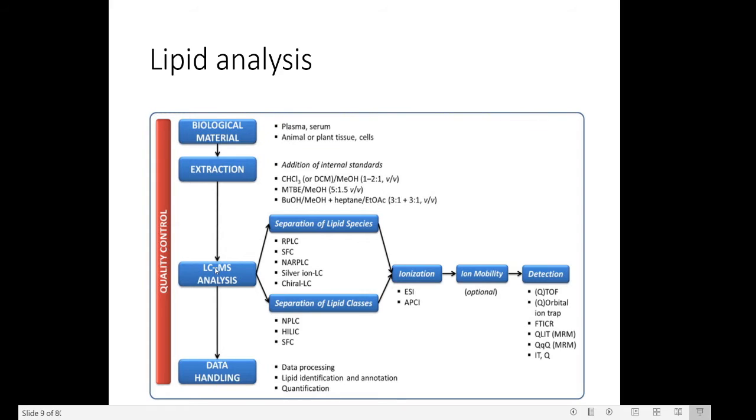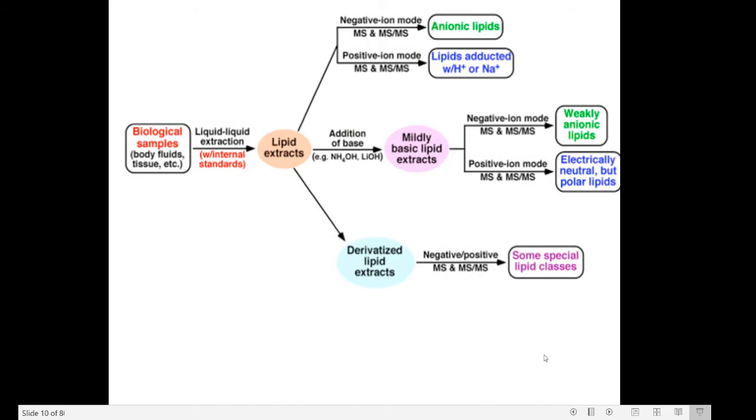Then for confirmation we can do the LCMS. After the LCMS analysis, these are the techniques for the separation. Once you inject the lipids into reverse phase liquid chromatography, we can separate the various kinds of lipids. Then comes the ionization process and detection by the various MALDI-TOF experiments. This is another workflow for the separation of lipids.